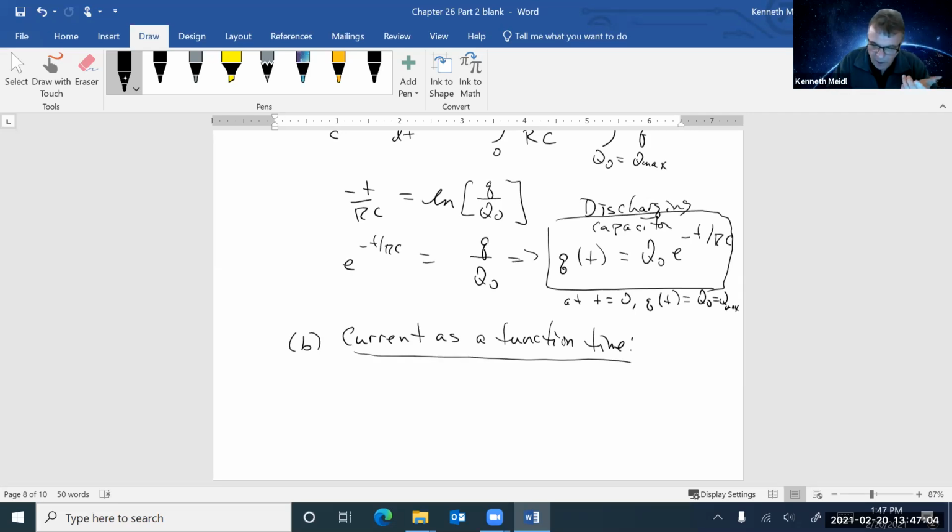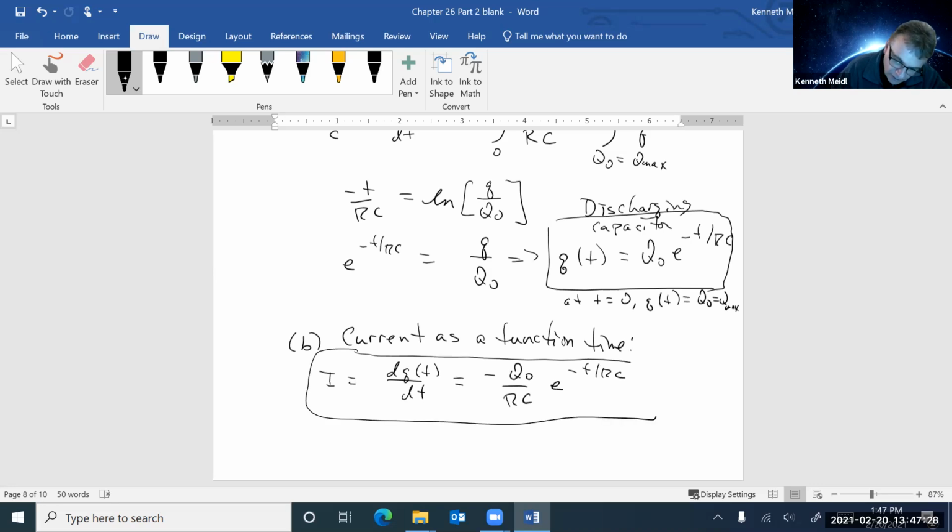And so, how do we do this? Well, just exactly what we've done before: the current is really dQ over dt. So I'm just going to take the derivative of this function here. And I think what I'm going to have here is a Q0, I'm going to have an RC, e to the minus t over RC. And so there is the current as a function of time for a discharging capacitor.